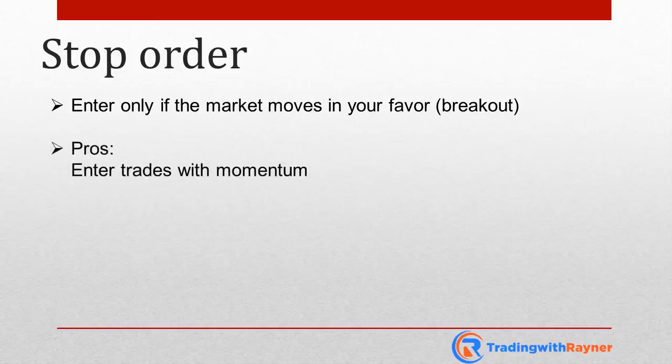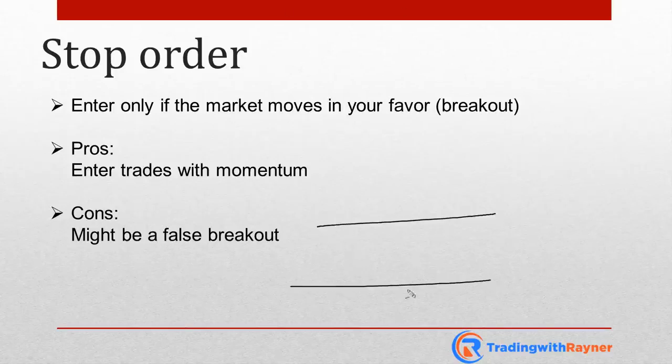The pro of this approach is that you're entering your trades with momentum, because the market has your back. The wind is at your back. So this is why you only enter when there is momentum in your favor. The downside to this is that this might be a false breakout. A false breakout is when the market breaks out over here and then does a reversal and goes back into the range. So this is what we call a false breakout. That might be possible if you are using a stop order.